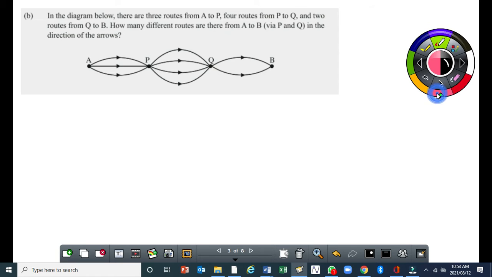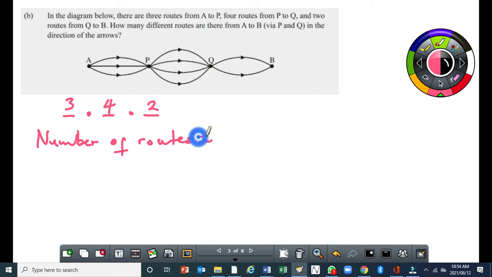So this is not complicated. If you have understood the concept of the fundamental counting principle, then it should not be difficult. From A to P, there are 3 choices. Then P to Q, there are 4 choices. Q to B, there are 2 choices. Then we use the counting principle for the number of routes. It will be equal to 3 times 4 times 2, and this will give you 24 routes.